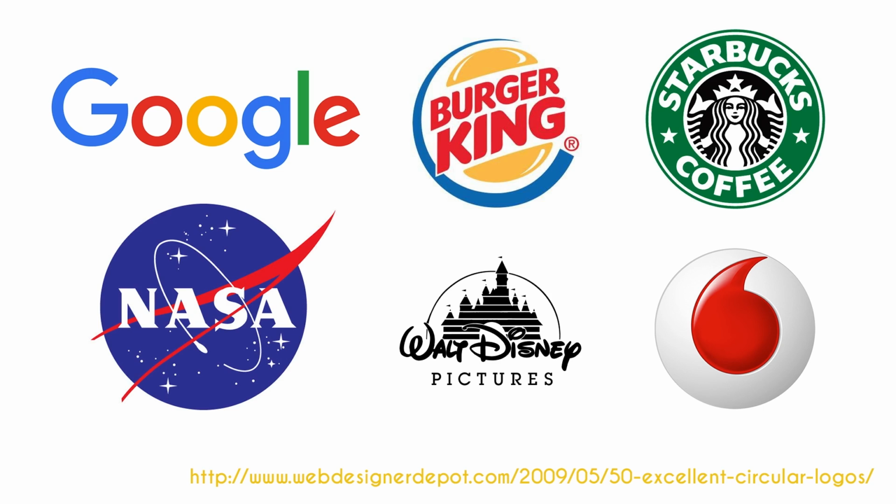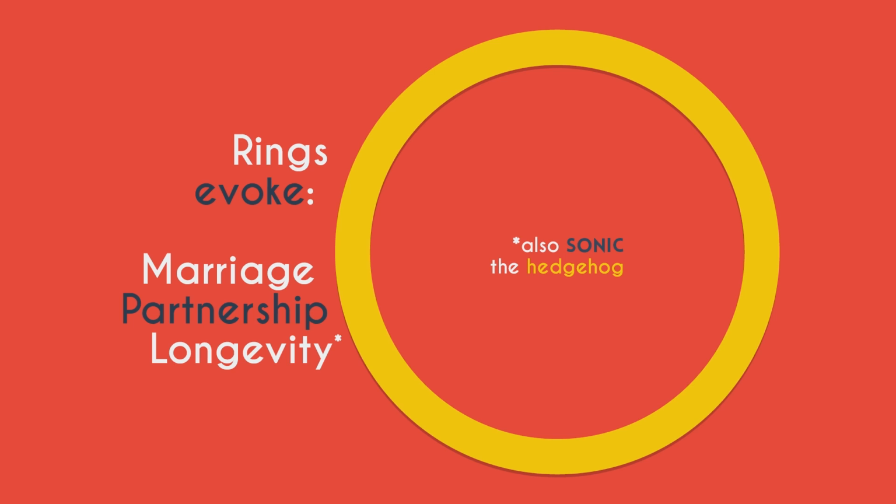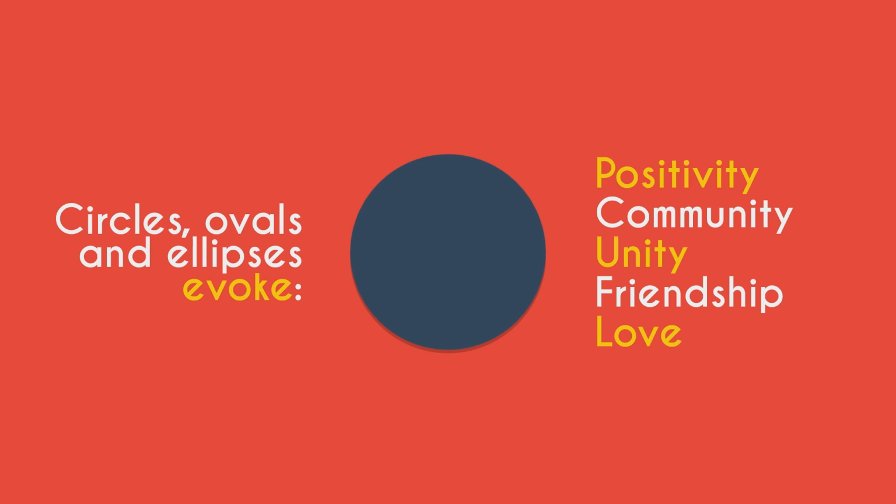So here's some examples of logos then. Now, this isn't just logo design we're going to talk about. We're going to talk about other things as well, but logos are a great place to start because they have to convey their meaning in as simple a way as possible, basically. Now, think about some of those things that we just talked about: marriage, partnership, longevity, but also positivity, community, unity, friendship, love, all these things.